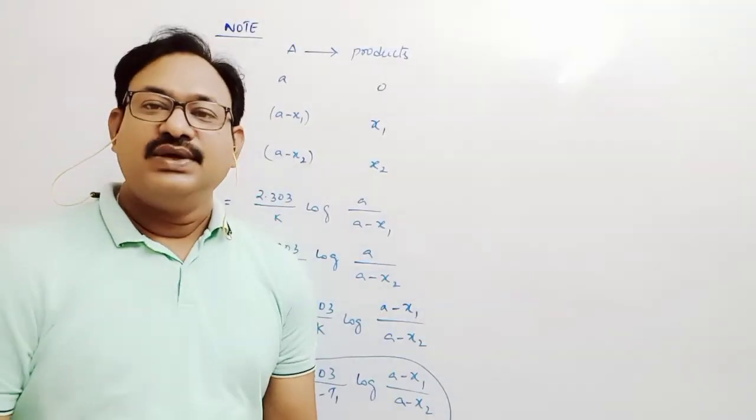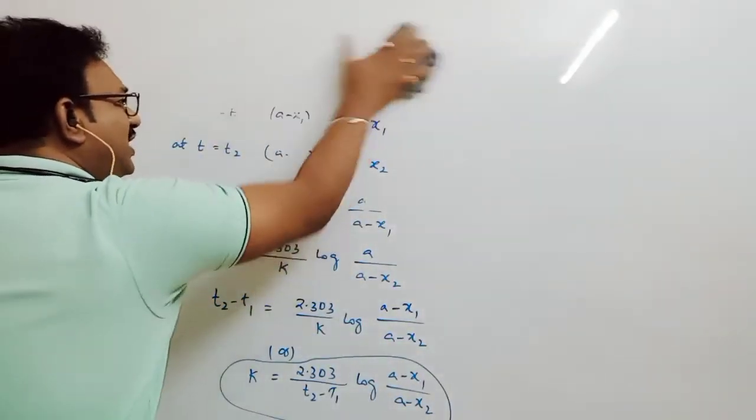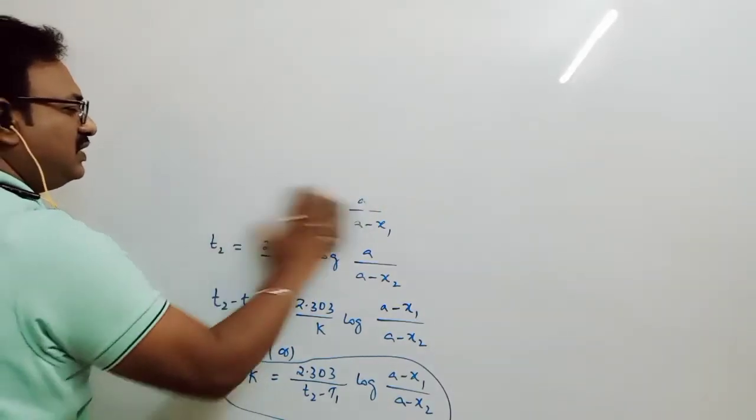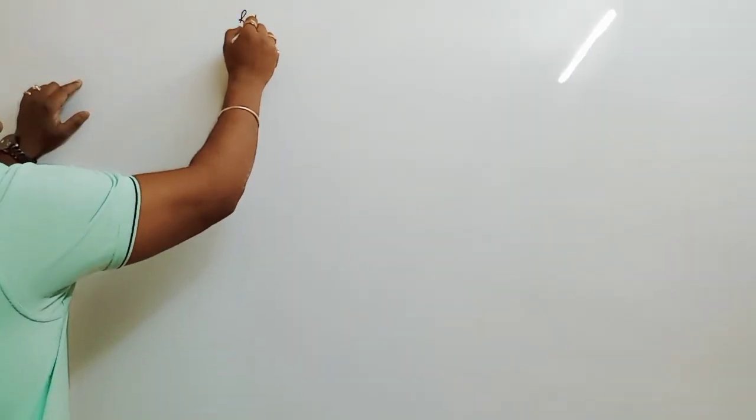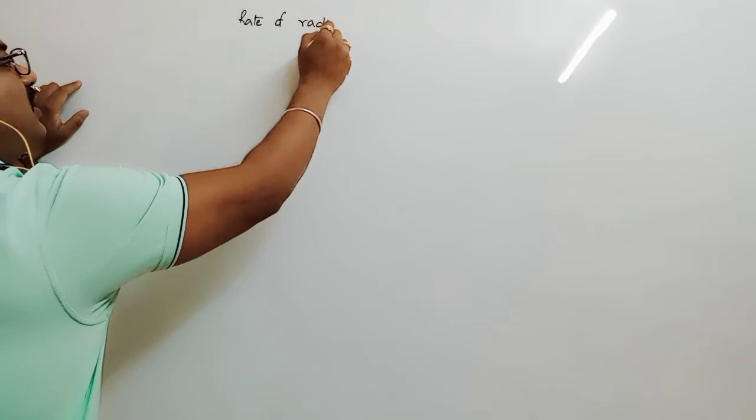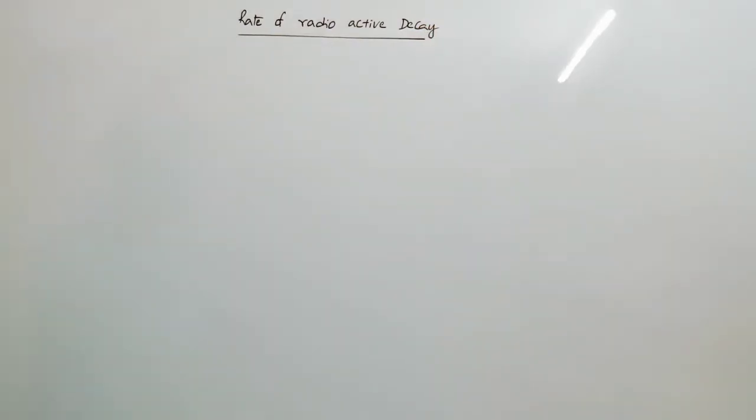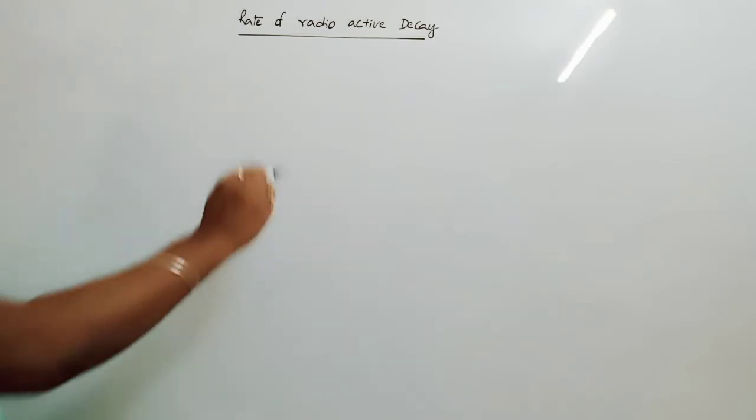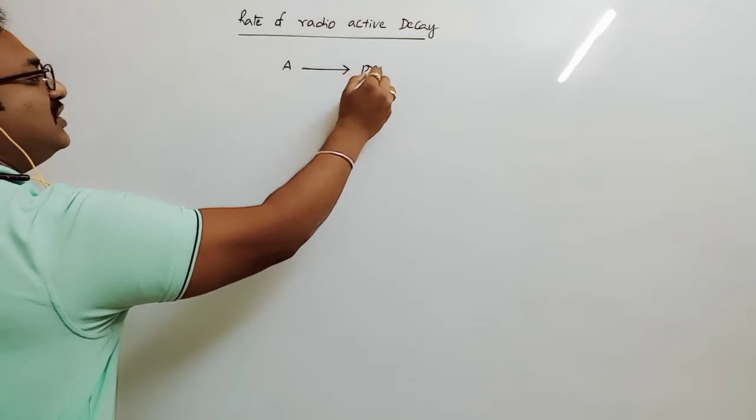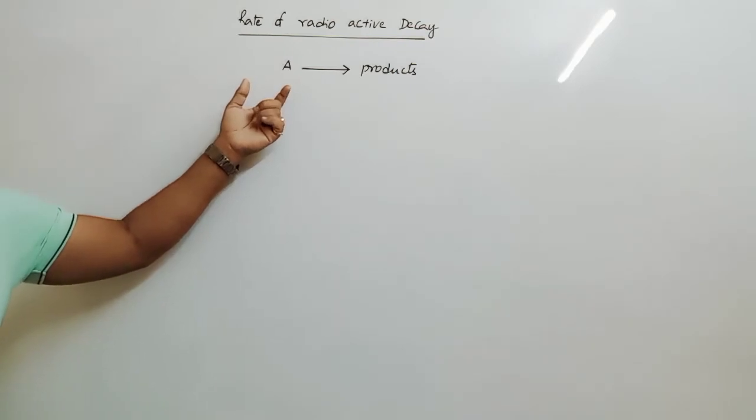Please. Now I am going to explain radioactive disintegration, the rate of radioactive decay. Okay, now if you go through this, the rate of radioactive decay. Okay, see, radioactive decay or radioactive disintegration always follows first order kinetics. Okay, now assume a radioactive disintegration. I am taking a radioactive disintegration like this. A gives rise to product.